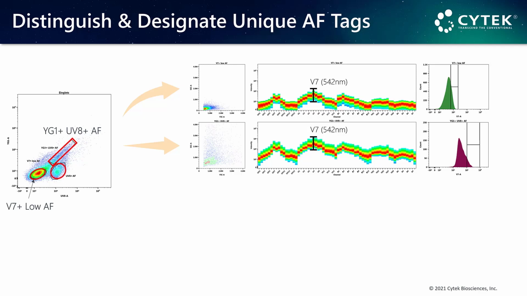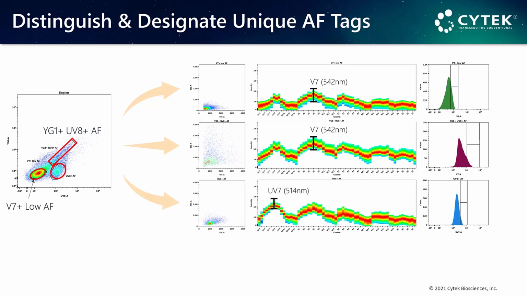Our third and final population in this workflow is a population with a marked increase in ultraviolet 8 fluorescence. Upon closer inspection, we find that these cells also have a low scatter profile. They're quite high intensity autofluorescence, but where the cells in the first 2 clusters peak in V7, these cells actually peak at 514 nanometers in ultraviolet 7. And by this one characteristic alone, I know that these cells will be very unique in their signature characteristics. So we have called this population UV8 plus AF.